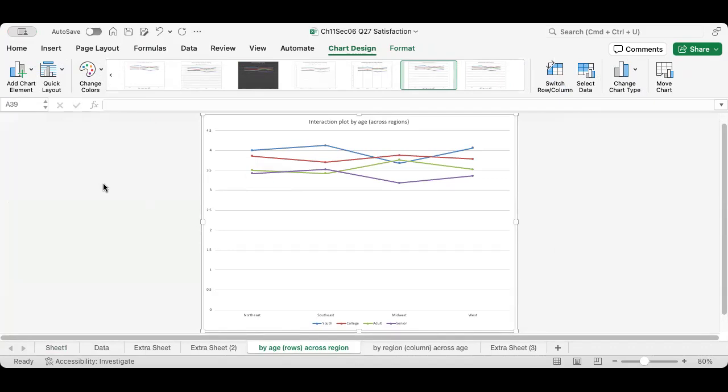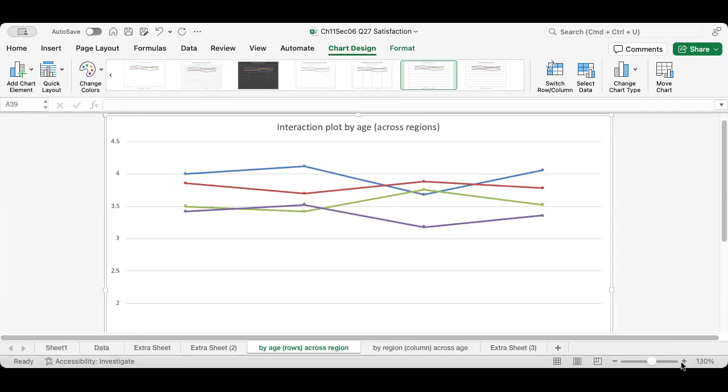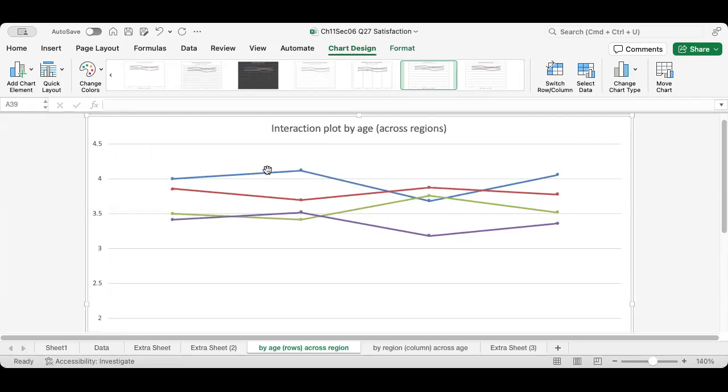We said age group mattered more than region, right? Take a look at the blue line versus the purple one. Youth versus senior. Let me zoom in a bit. This is the youth data. This is the senior data. Those lines are almost parallel, aren't they?